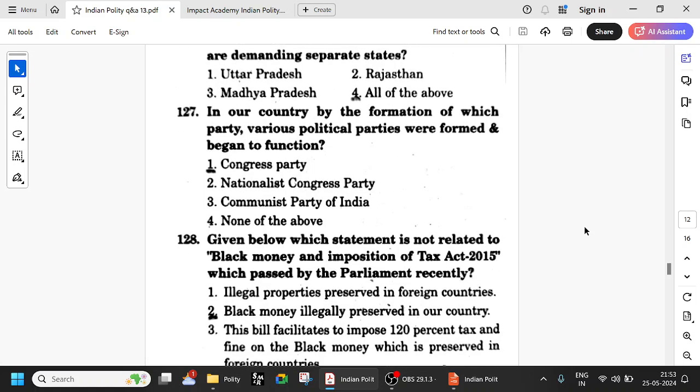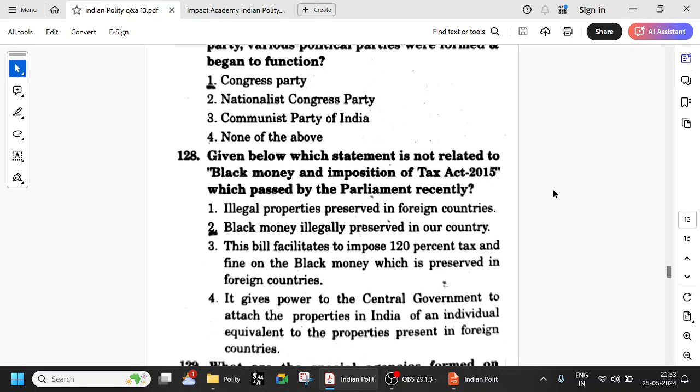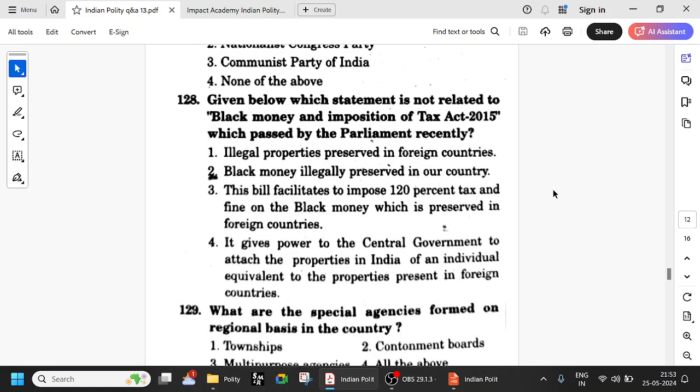In our country, by the formation of which party were various political parties formed and began to function? So basically, Congress, 1885, by Sir A.O. Hume. Alan Octavian Hume is the founder of Congress in 1885. All those things.